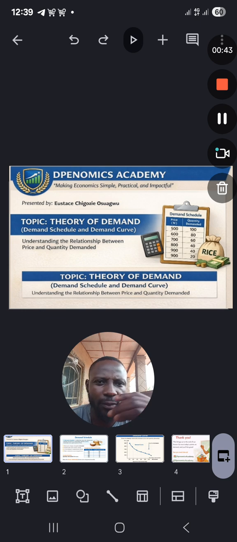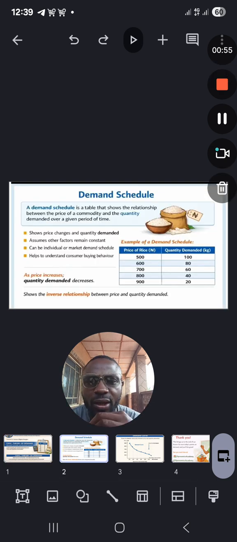These things are just economics terms that are not difficult. They are simple to comprehend. Now, what is demand schedule? Demand schedule is a table that shows the relationship between price of a commodity and quantity demanded over a period of time, right? The demand schedule, in simple terms, is just a table showing how much consumers pay for commodities that they demand.